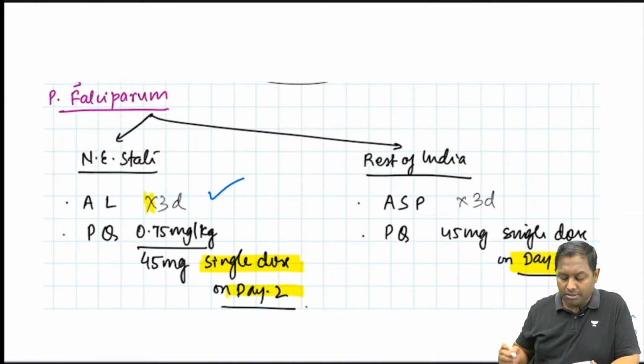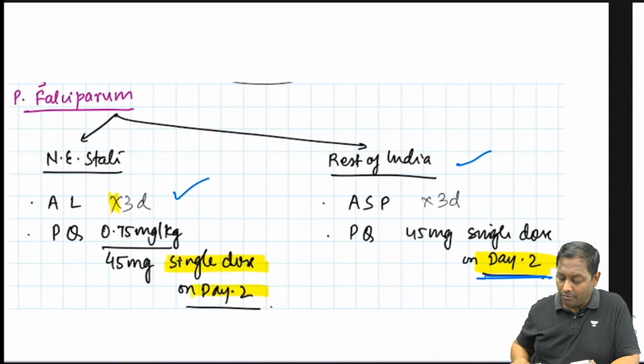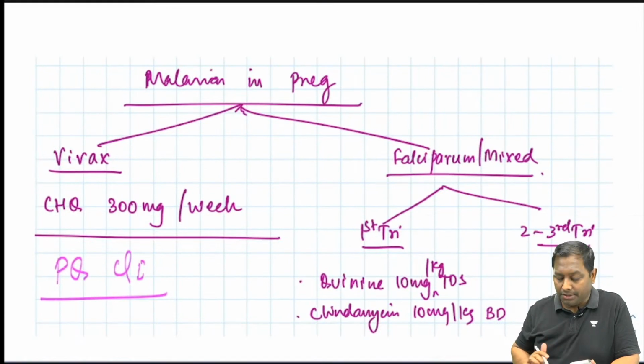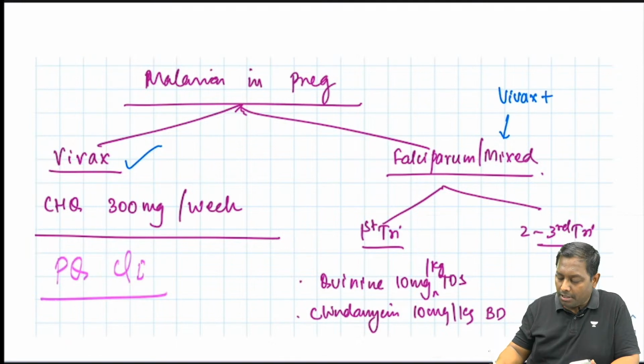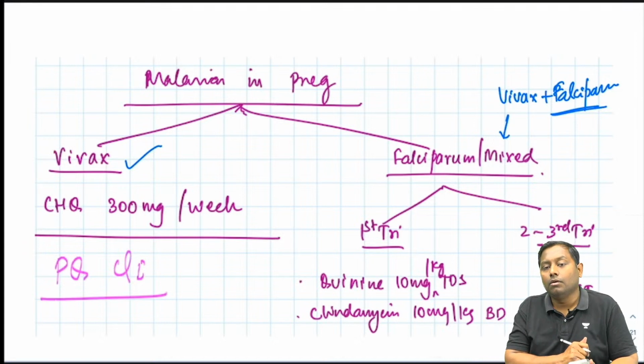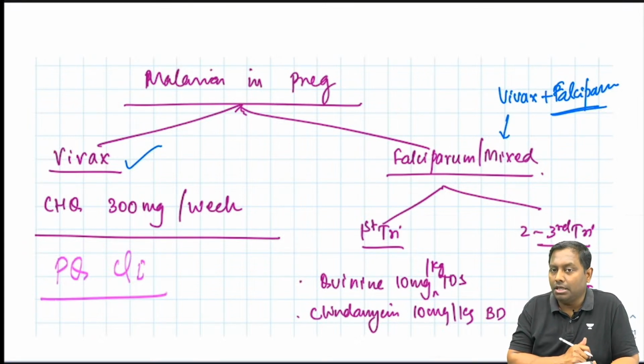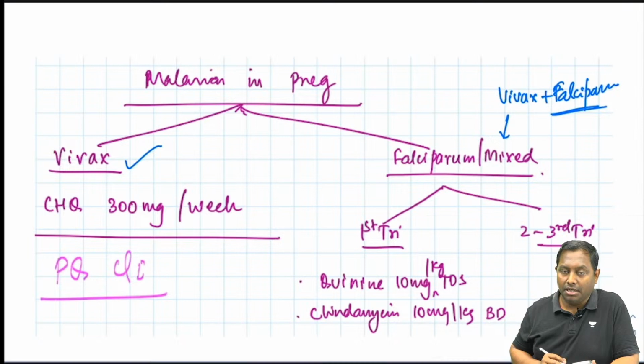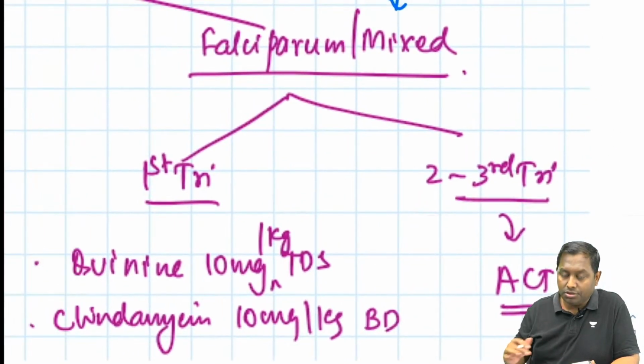I think I have told you already this one for falciparum, northeast state wala, and rest of the India say what are we going to use. We have discussed this already. On day 2 single dose of primaquine we will be using. Okay. Malaria in pregnancy also I told you, if it is Vivax, chloroquine 300 milligram, falciparum or mixed infection में we are, mixed infection means there should be a combination of both Vivax plus falciparum. Is it possible? Yes. In that scenario, quinine plus clinda in the first trimester, and second, third trimester में we will be using artemisinin combination therapy. What is never used in pregnancy, primaquine is not preferred in the pregnancy.